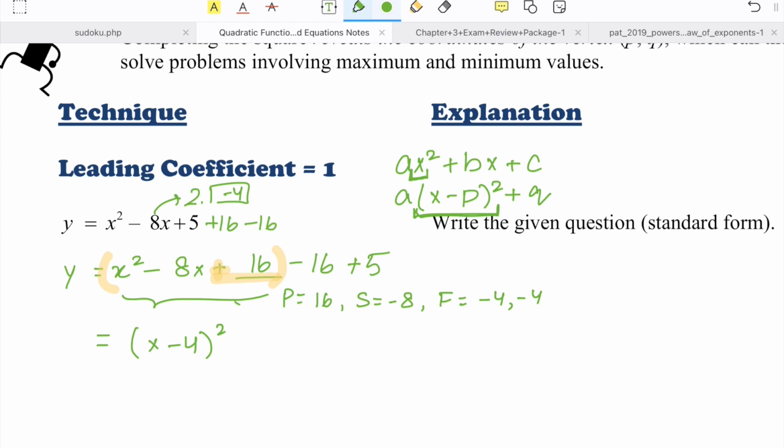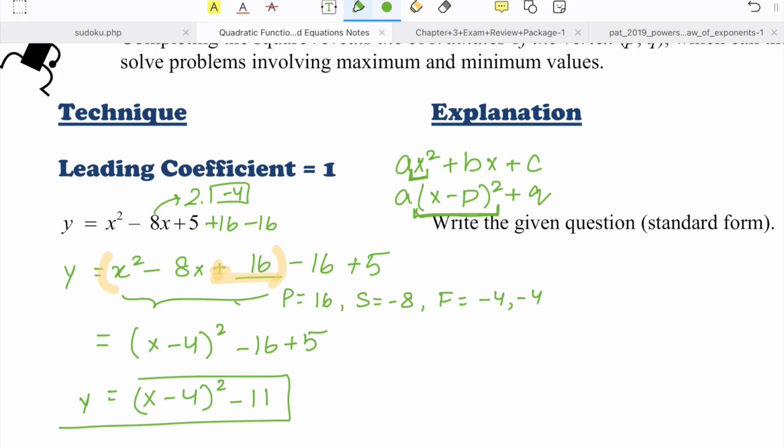That means you'll have this as your square trinomial, and the negative 16 plus 5 will be on the side. x minus 4 squared minus 16 plus 5 is minus 11, and that's my vertex form.